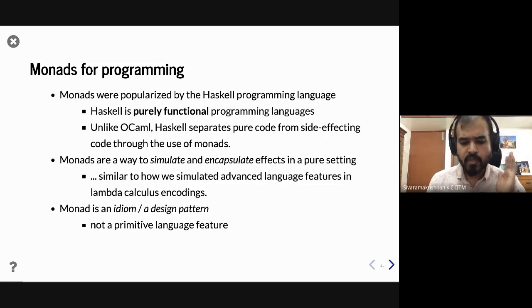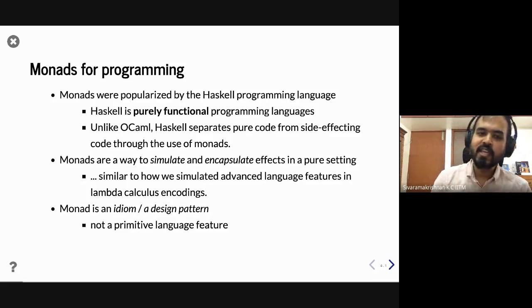But there was this question of how do you integrate side effects into a language like Haskell, which sort of encourages pure code all the time, right? And monads are a way to do it.